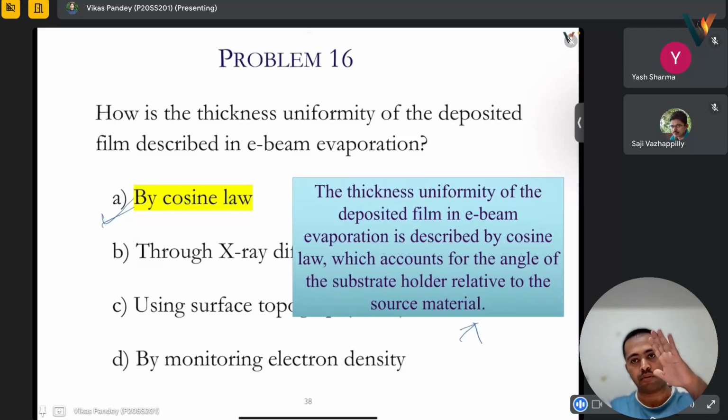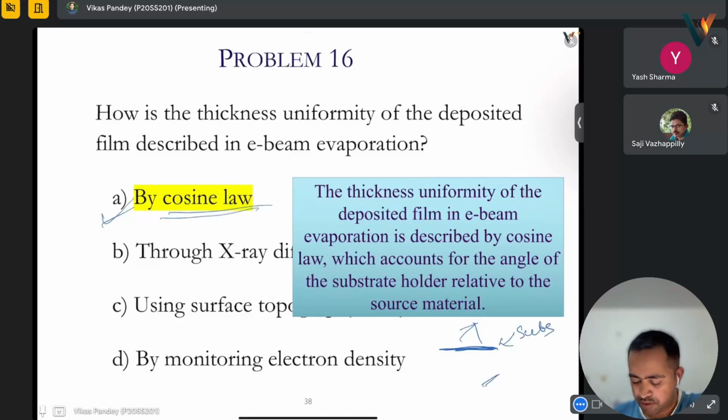Like I said, if it is kept directly, it will give us the highest thickness in the center and lowest around. So if we have it at some angle and the substrate, the final substrate on which we have to deposit, is moving uniformly, that will give us uniform thickness. And this is determined by the cosine law. Like if this is the substrate and this is our target.